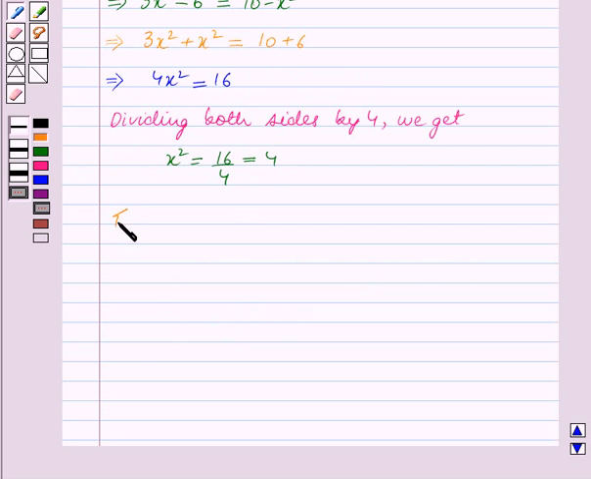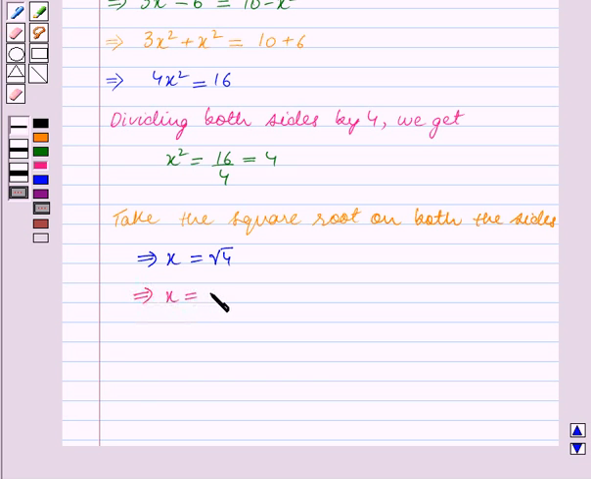Now take the square root on both the sides. So this implies x is equal to under root of 4, which implies x is equal to plus minus 2. So x is equal to 2 and x is equal to minus 2 are the two possible solutions.